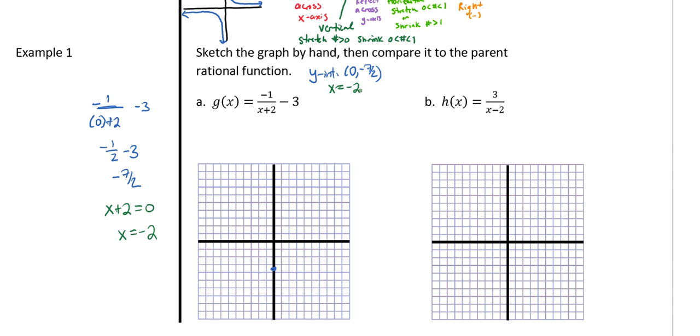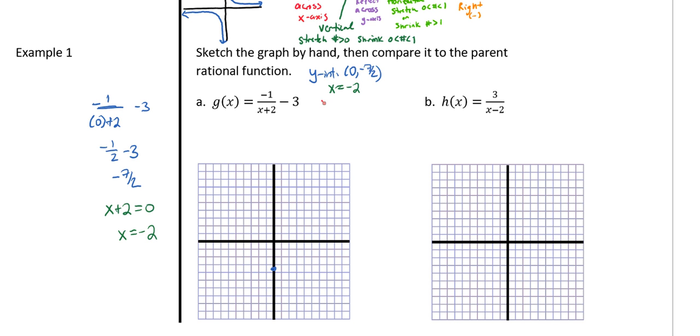And now we want to find our vertical and horizontal asymptotes. So this one's going to be a little bit different than what we've done in the past because of our minus 3 back there. So what that's going to change is our horizontal asymptote.